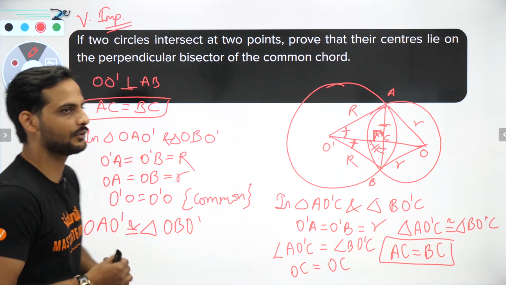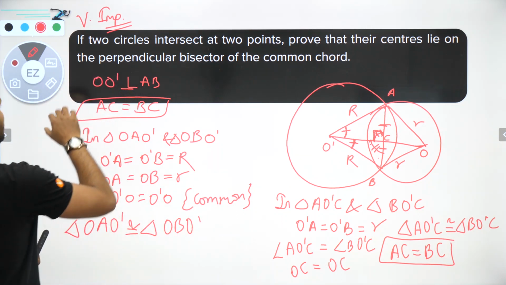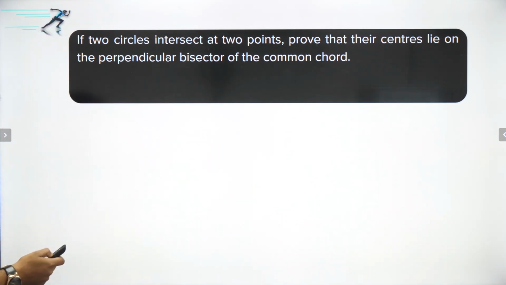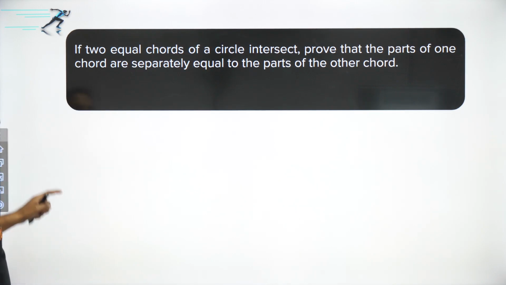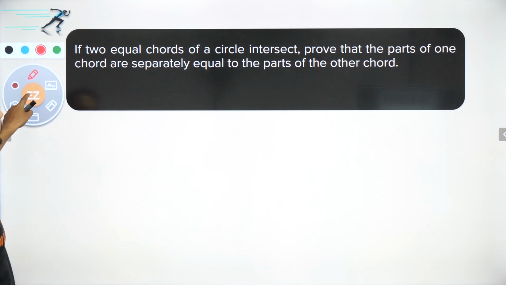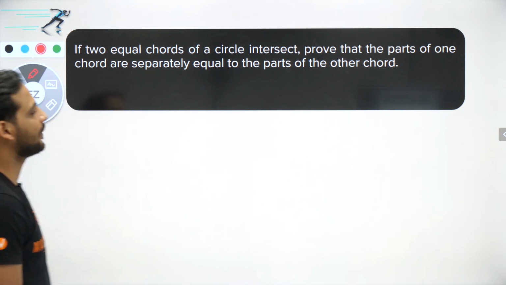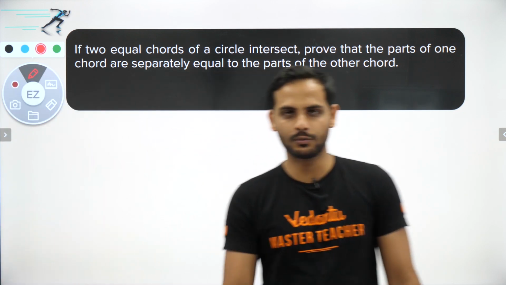So this is how easily this question can be proved. So this is a 2 steps proof. It's a very important question. Chalo, let's move to the next question we have. The next question is: if 2 equal chords of a circle intersect, prove that parts of one chord are separately equal to the parts of the other chord. Again, a very good question.